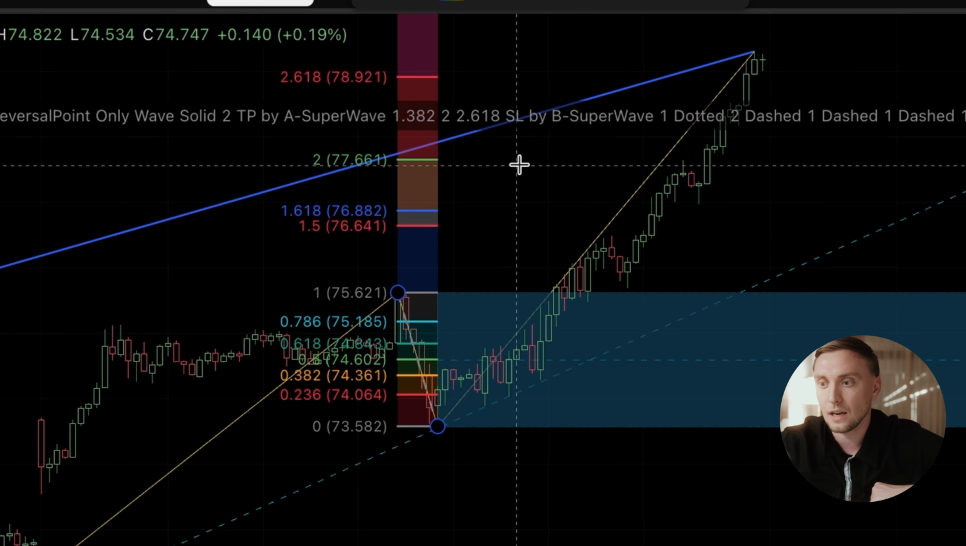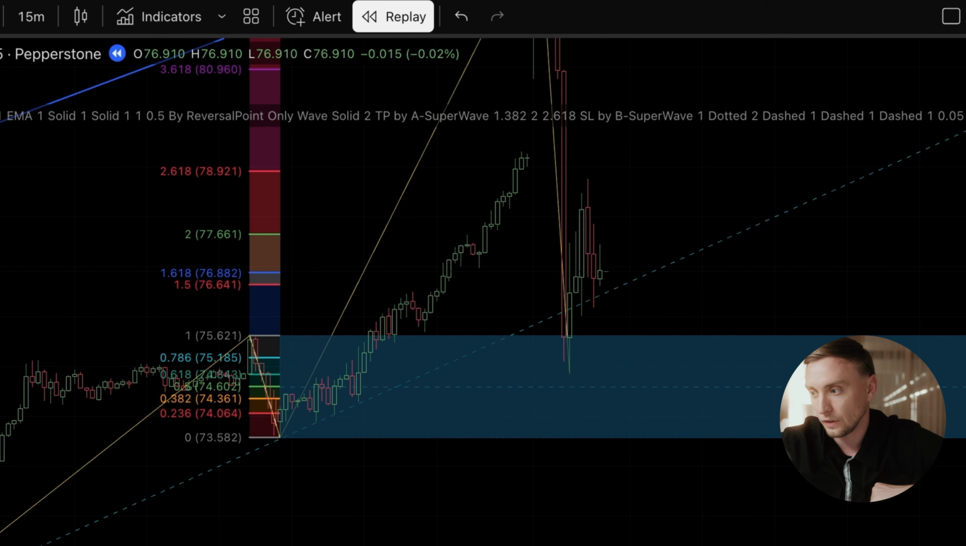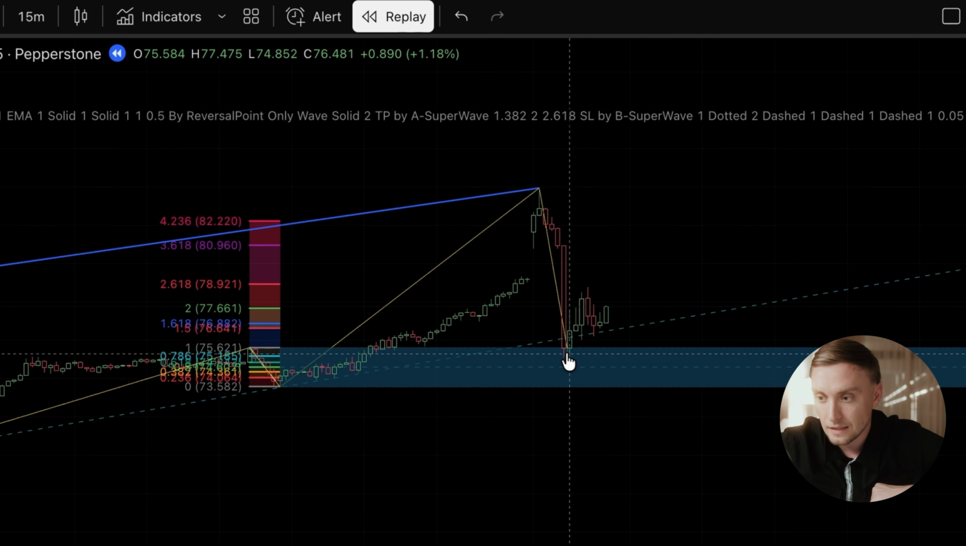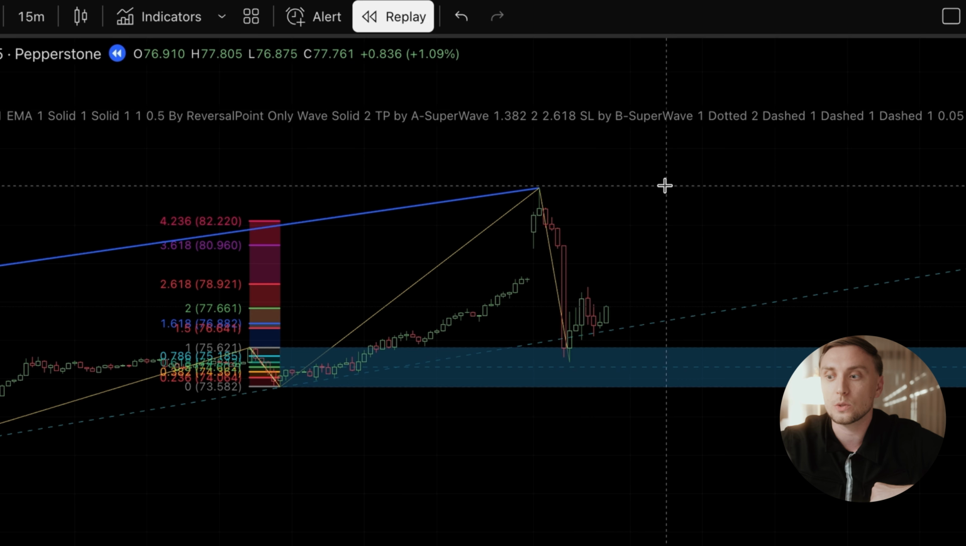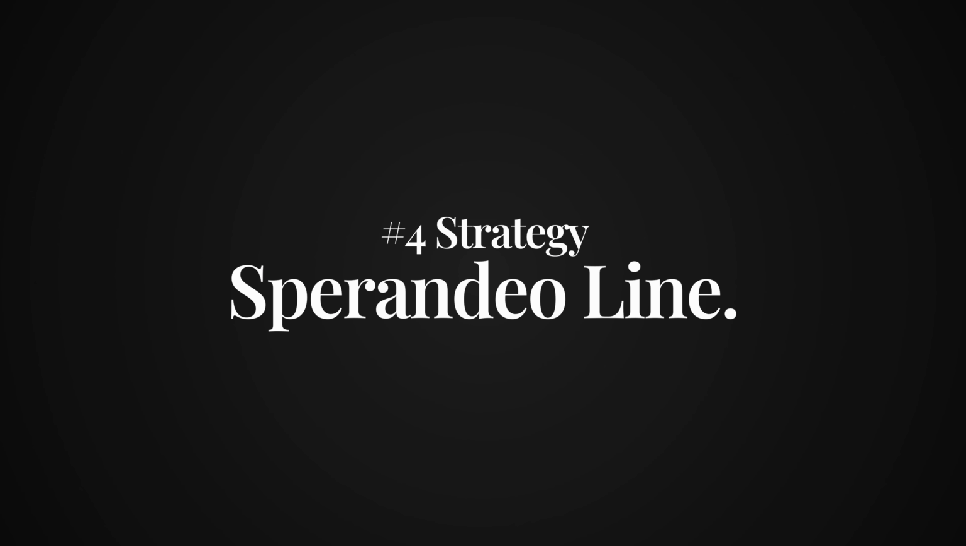And as we can see, our position was successfully closed by the take profit. And even here, if we have a longer correction, we will still wait for the price to break it, and we will continue to trade following the trend. This is one more strategy that is included in the ABC trading concept.